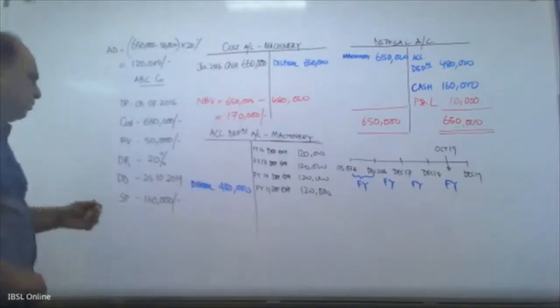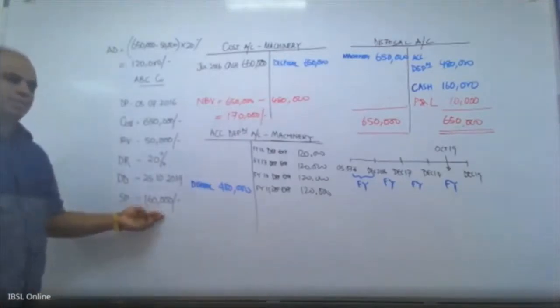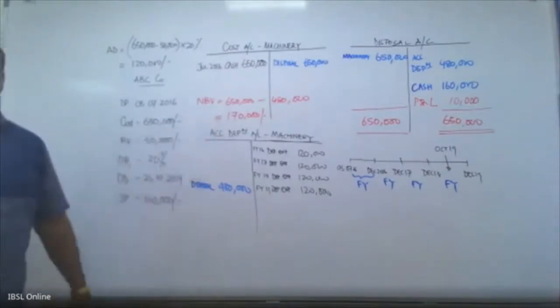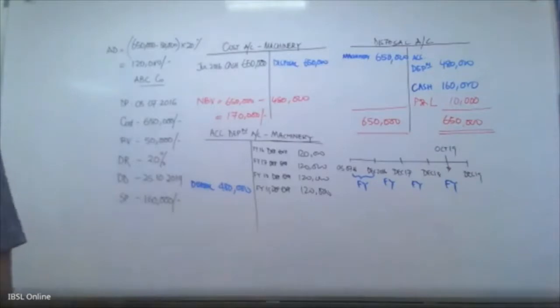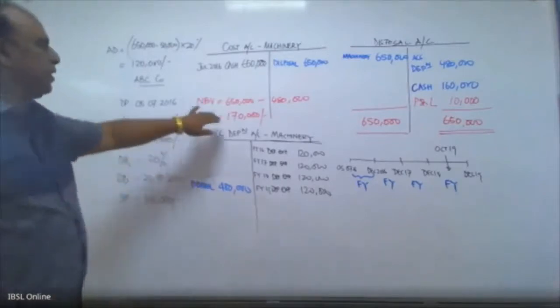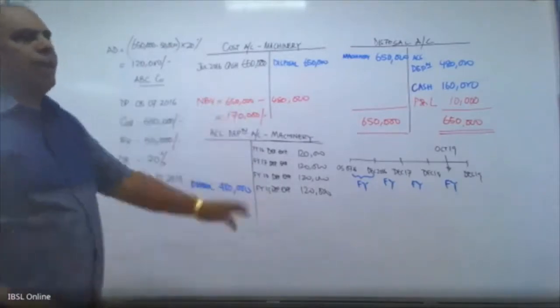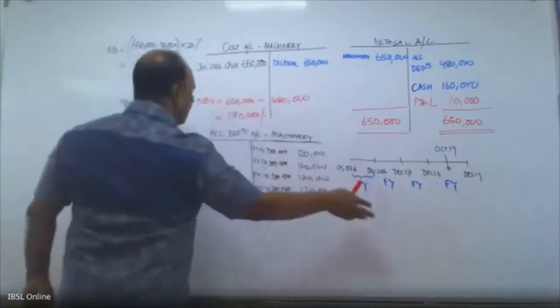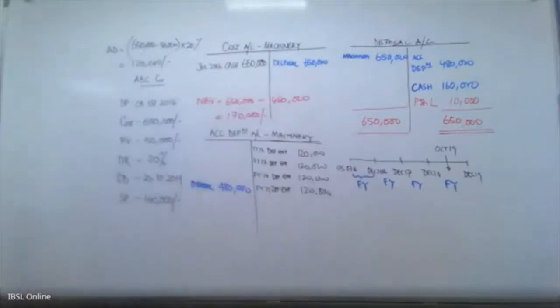But my sale proceeds is only 160. So if I am getting less than my net book value, obviously I will end up having a loss. That is what you have to remember. Theoretically, if the sale proceeds are less than the net book value, you will end up in a loss. If your sale proceeds are higher than the net book value, then you will end up having a profit. Okay, so that's it. You can take down. And if you have any questions, please ask.